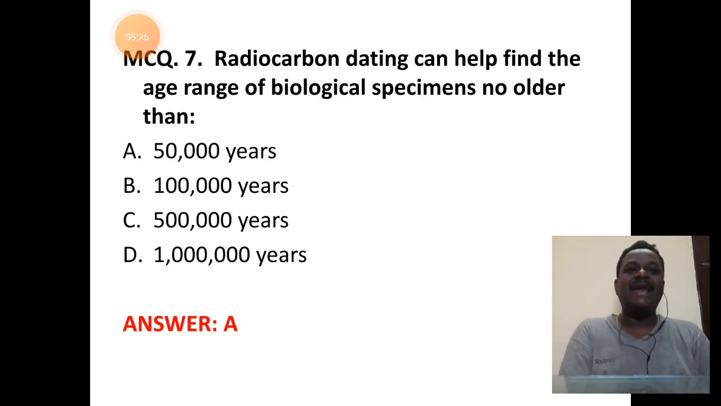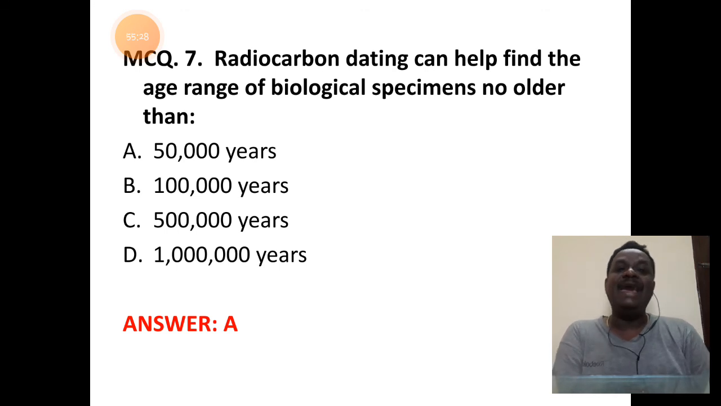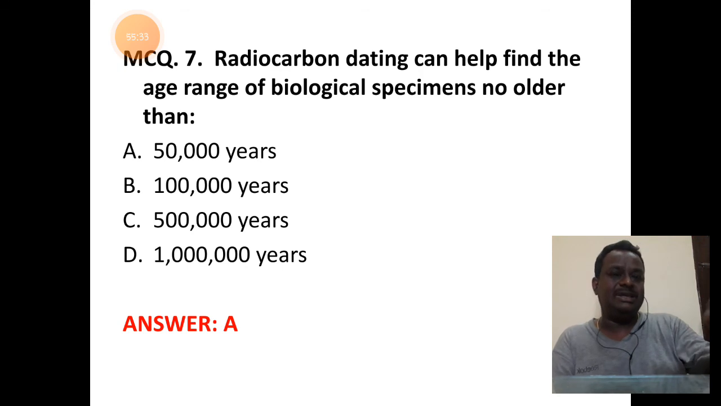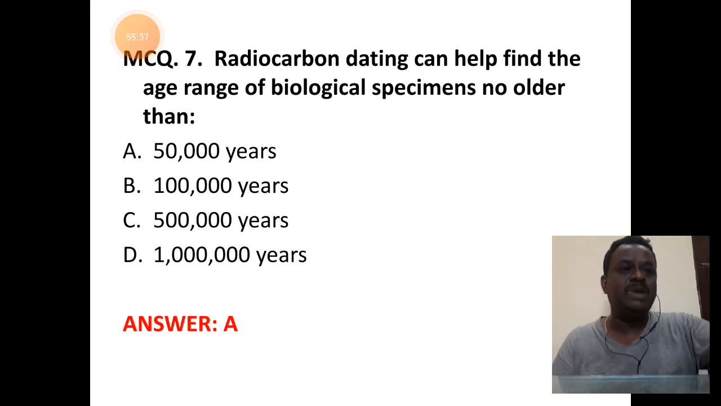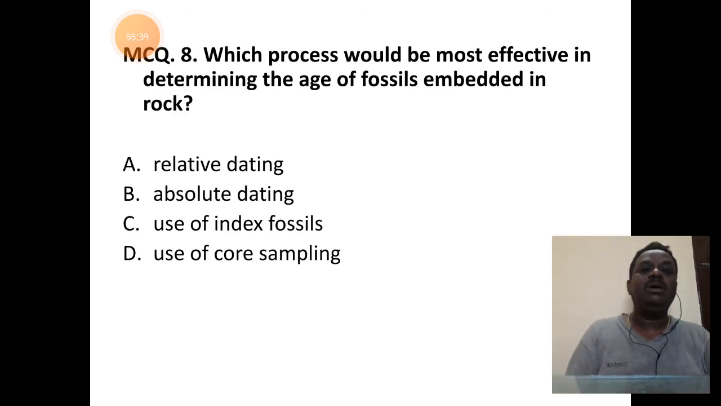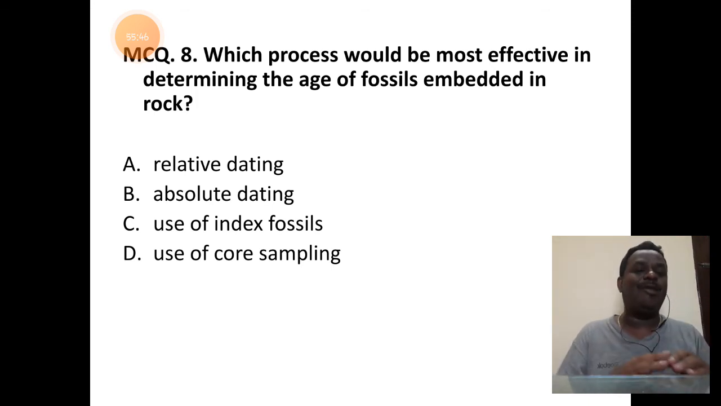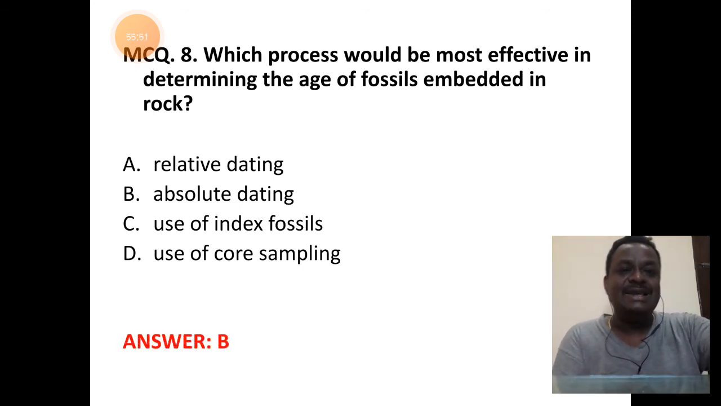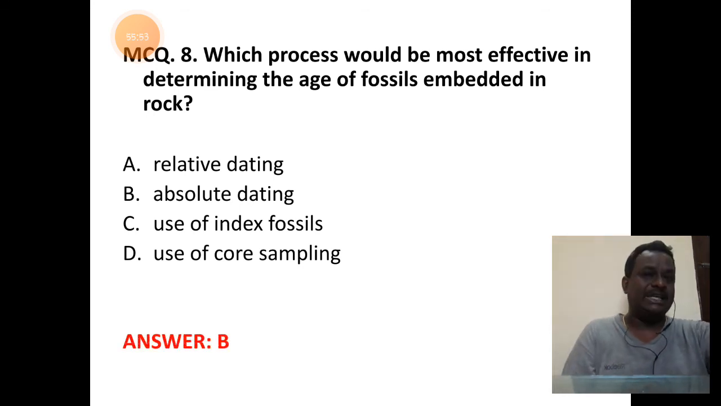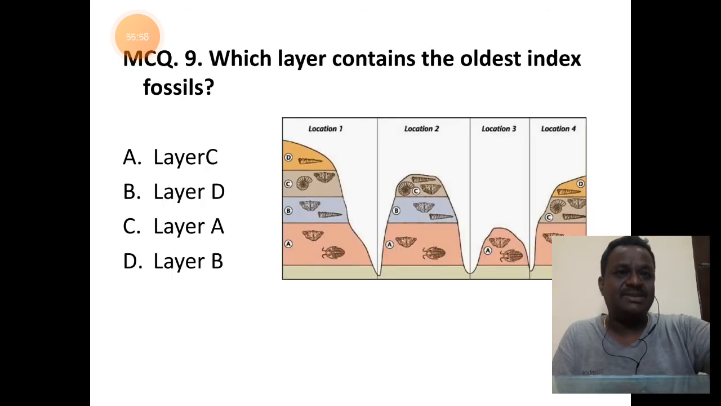Radiocarbon dating can help find the age range of biological specimens no older than 50,000 years. So not more than 50,000 years, radiocarbon dating could be applicable. Question 8. Which process would be most effective in determining the age of fossils embedded inside the rock? So the answer is B, absolute dating, because the radioactive method is the most effective method among all.